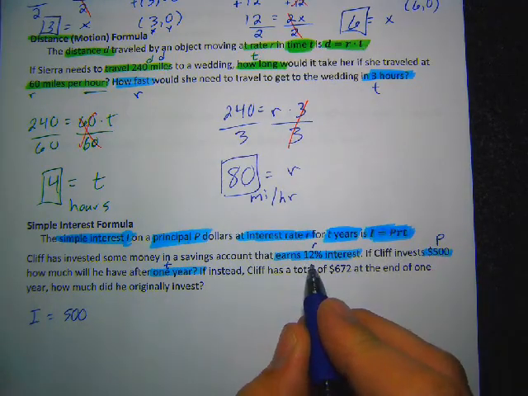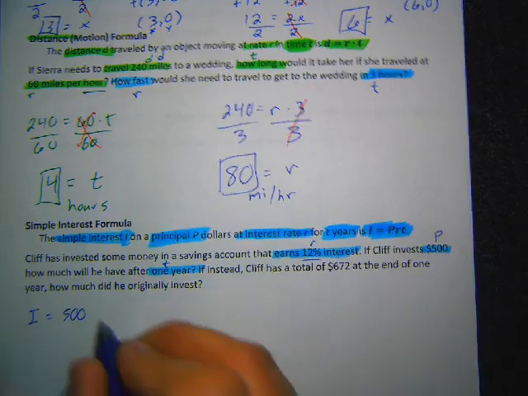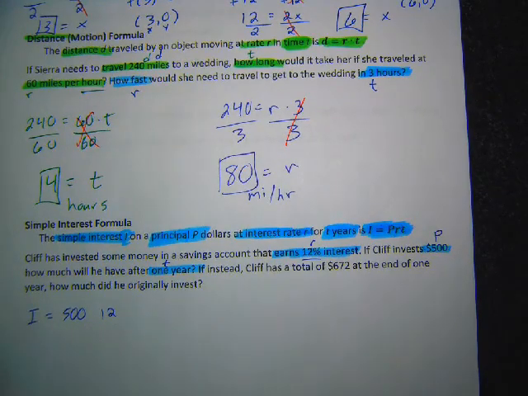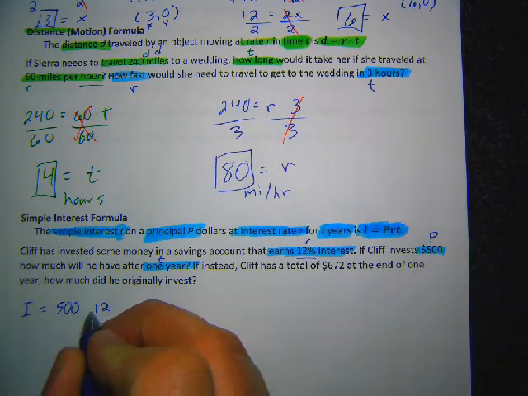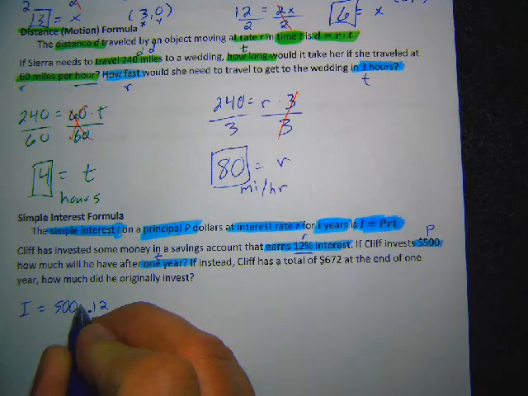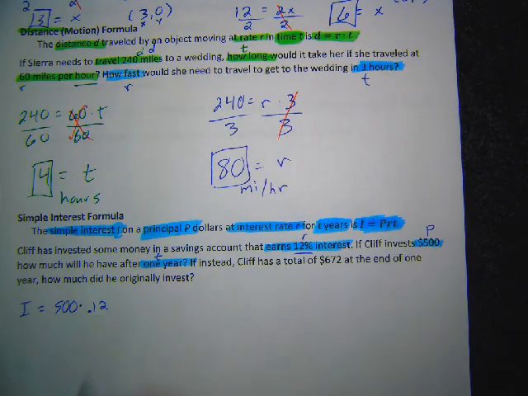Now, when you use rate, you got to be careful because this is 12%. You're not going to put 12 here, because if you multiply 500 times 12, you're not going to get 12%. You're going to get 12 times 500. You get a ton of money. So when you use interest rate, you always want to turn it into a decimal before you multiply. So we're going to do 500 times 0.12.